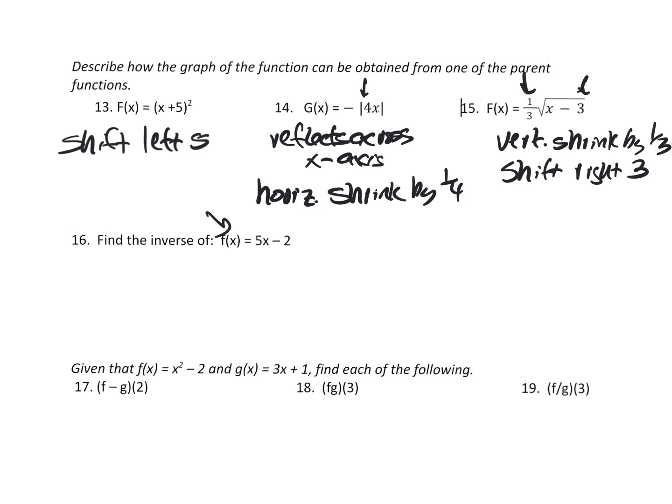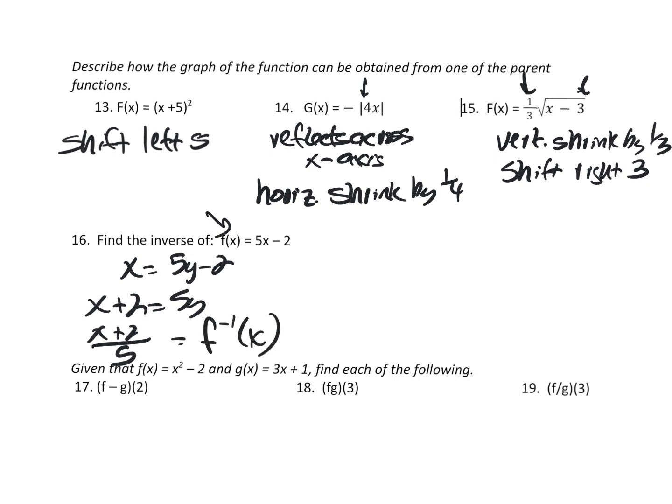All right, 16. 16 says find the inverse. Remember inverse. Take your x and y, switch them, get the y by itself. So I'm going to put the x over here. The y is going where the x was. Move everything over, get the y by itself. So I'm moving the 2 over first. Divide by 5. So get x plus 2 all over 5. And remember, we don't want to leave the y there. We want to put the inverse symbol, which is f -1, which means inverse of f.